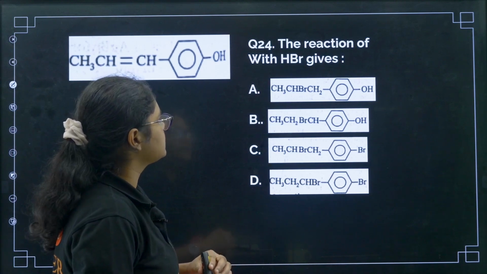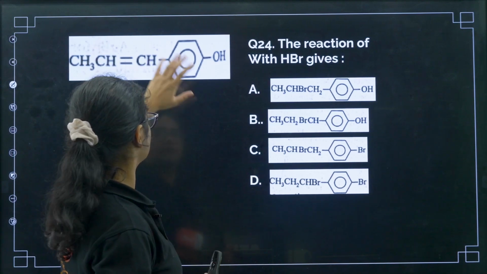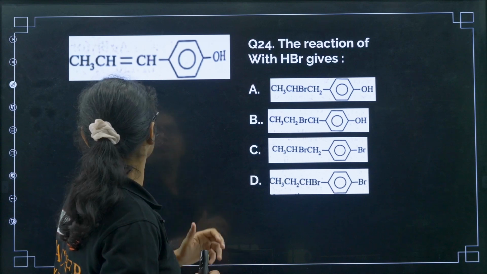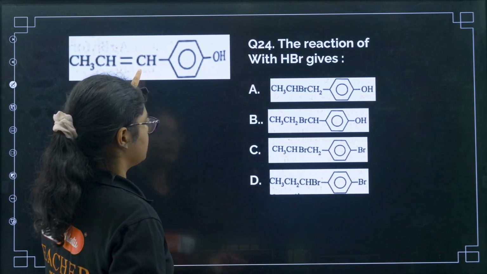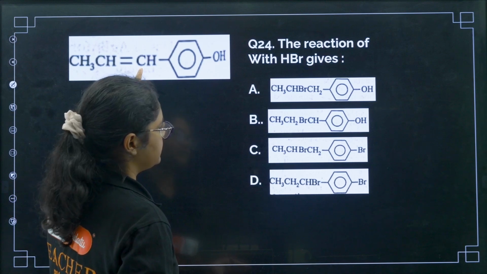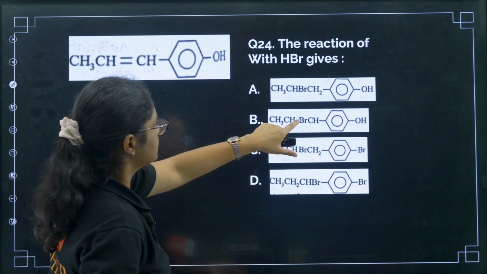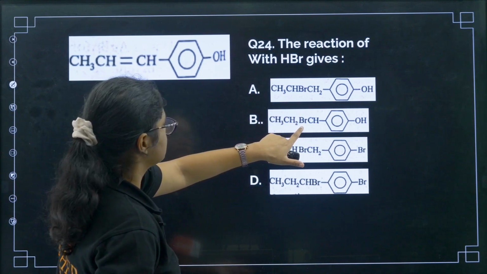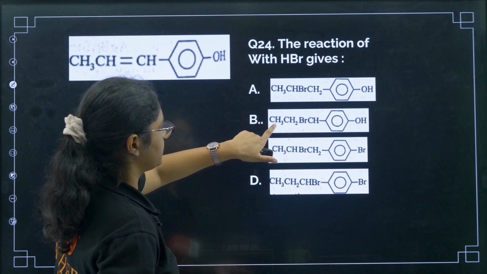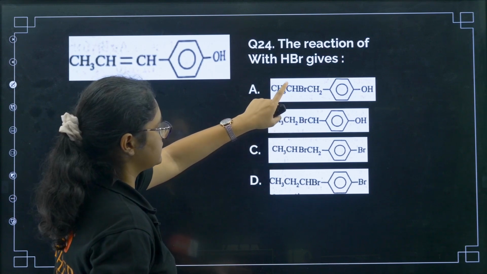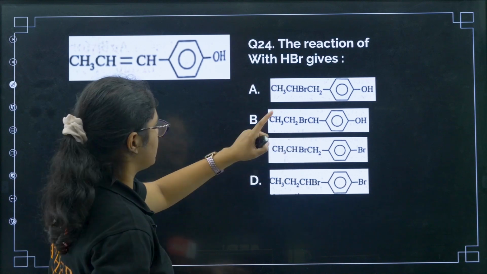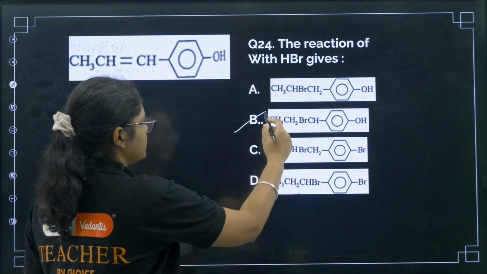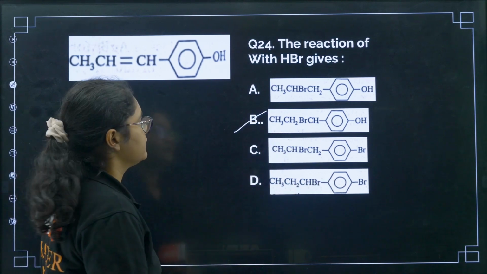Okay, next, the reaction of this particular compound with HBr will give you... So we know that this one is having less number of hydrogens, so bromine will attach here, on this carbon. So that is CHBr, CH2, CH3. Okay, so here bromine is attached on this carbon, that is why this is wrong. Here what happens, this OH is also replaced, so that is wrong. Here also the same thing. Option number B is the correct answer here.